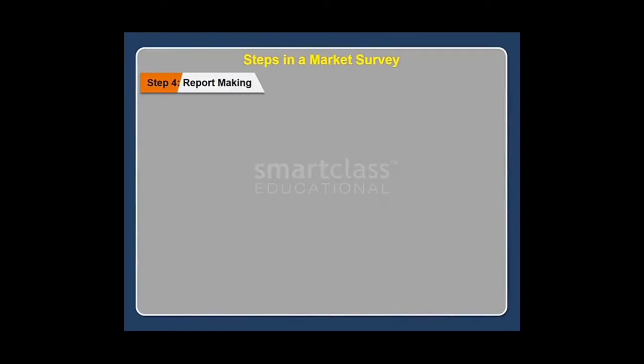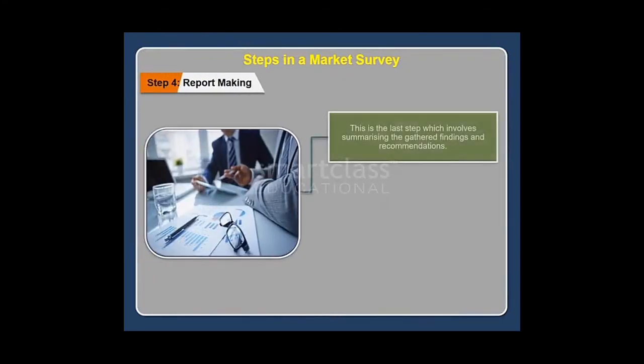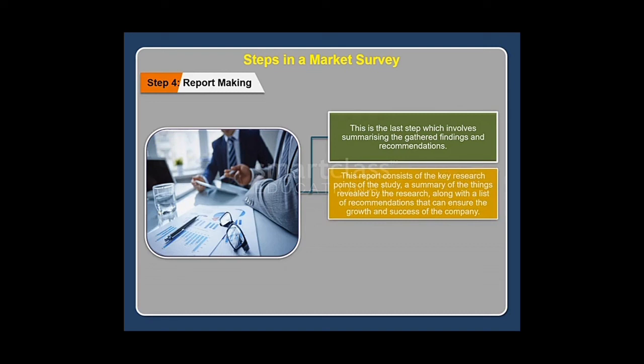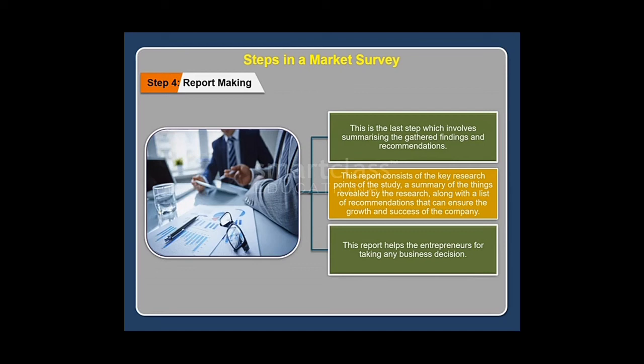Step 4. Report making. This is the last step, which involves summarizing the gathered findings and recommendations. This report consists of the key research points of the study, a summary of the things revealed by the research, along with a list of recommendations that can ensure the growth and success of the company. This report helps the entrepreneurs in taking any business decision.